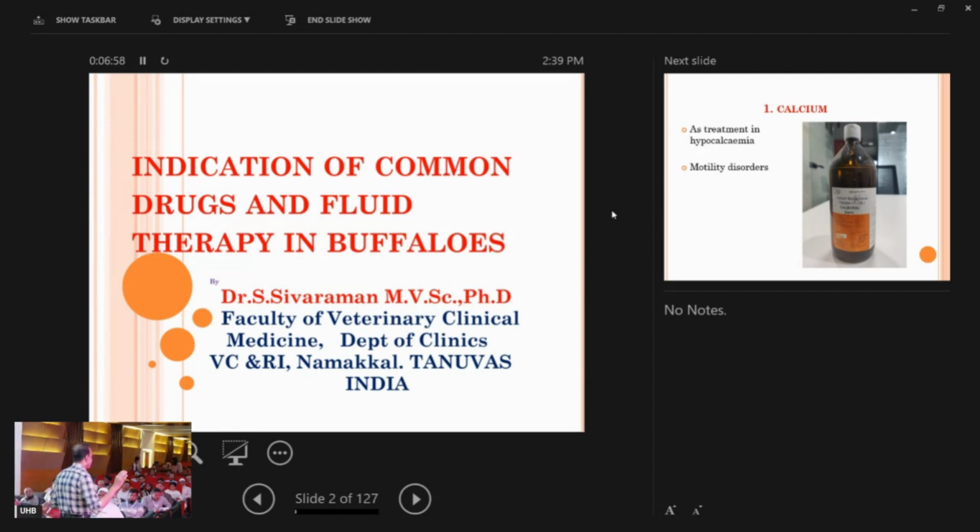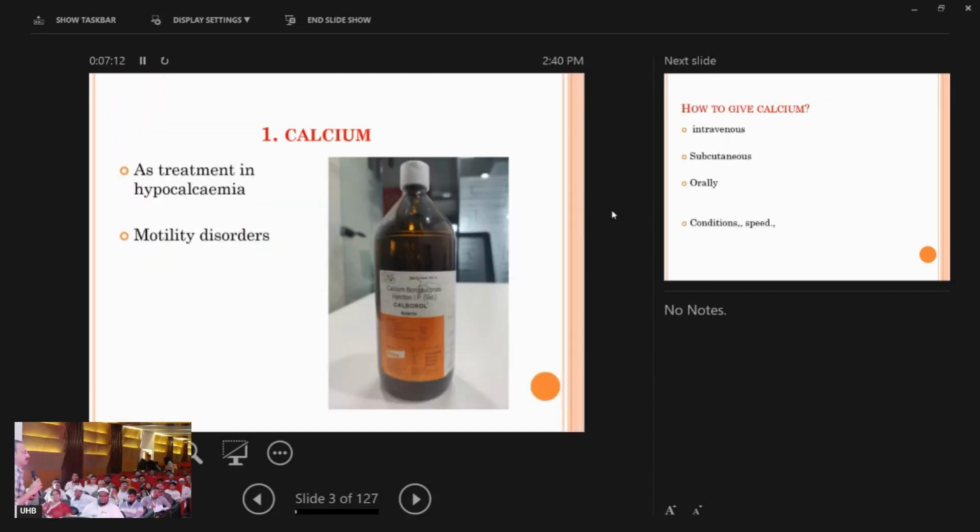So this is a very basic one. Why I am telling this again: many of you may or may not be using these drugs, but these are all commonly available in our surrounding area, so we can use them effectively in our practice. As a veterinarian, calcium is a basic drug we will be using everywhere, and you should know when to use it, how to use it, and where to use it. This is a very important thing.